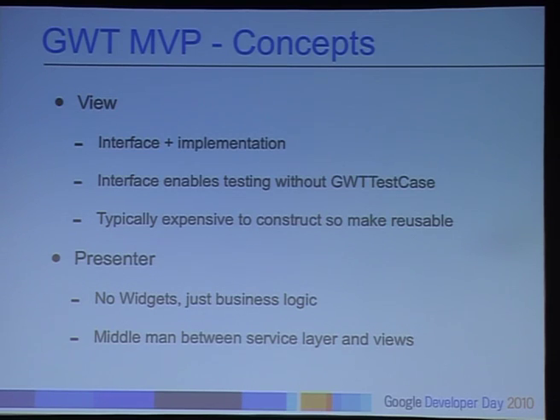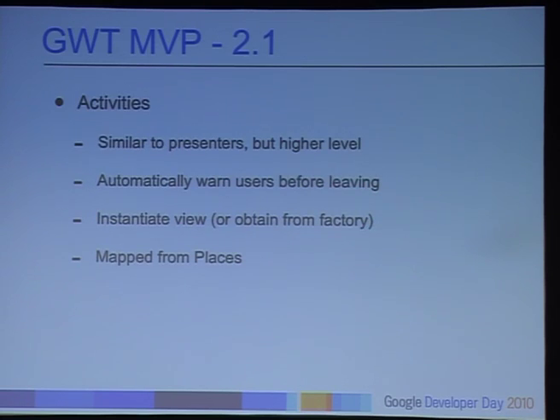In the way of thinking in 2.1, your views are typically reusable, because your view code is what spends most of the time in the browser. Actually creating widgets and instantiating them is interacting with the DOM. So we typically try to obtain views from some kind of factory object where they get created once at startup and then are available after that. The presenter contains no widgets at all. It's just business logic. And like a controller, it's the gateway between your services and your widget code.